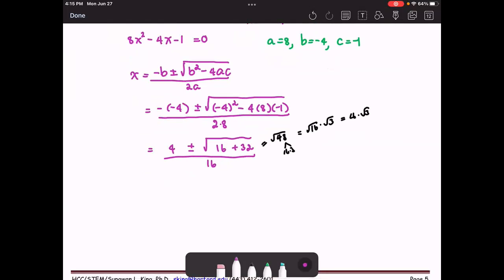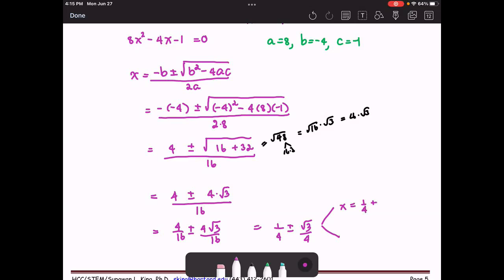And then we write it as 4 plus or minus 4 times the square root of 3, all divided by 16. And then we can rewrite it as 4 over 16 plus or minus 4 square root 3 divided by 16, or 1 over 4 plus or minus square root 3 over 4, which leads to two solutions. x equals 1 over 4 plus square root 3 over 4. The other solution is x equals 1 over 4 minus square root 3 over 4.